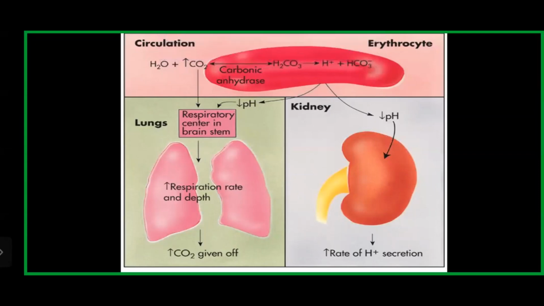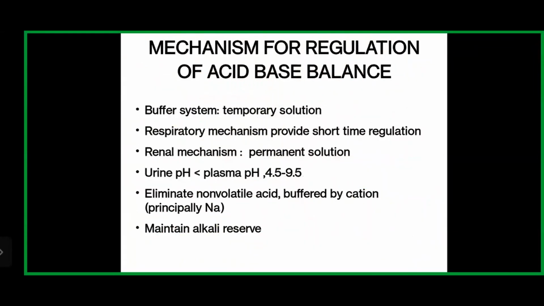Similarly, when the pH decreases in the lungs, the respiratory center in the brainstem is activated, and the respiratory rate and depth are increased. Thus, CO2 is given off in this process. So, the regulation of acid-base balance can be divided into the buffer system, which causes a temporary solution, the respiratory mechanism that provides short-term regulation, and the renal mechanism that causes a permanent solution. And thus the urine pH is maintained lower than the blood pH, so that H plus can be secreted by the kidneys.